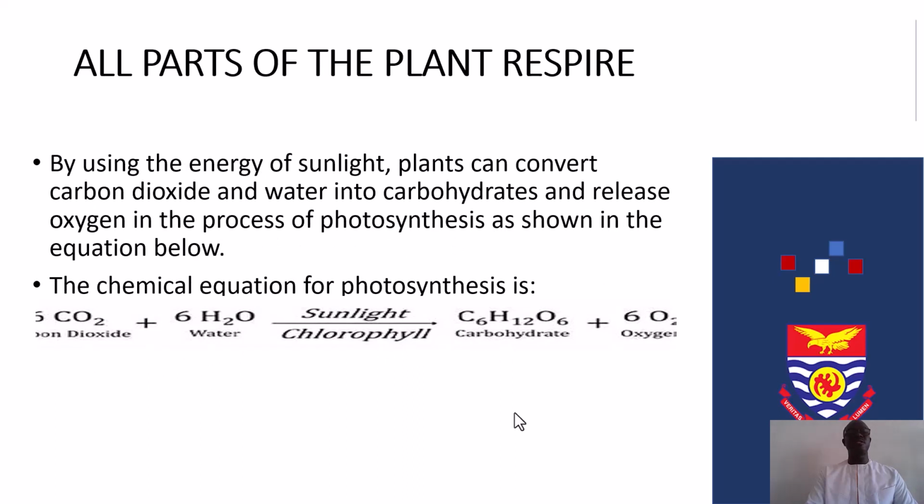By using the energy of sunlight, plants can convert carbon dioxide and water into carbohydrates and release oxygen in the process of photosynthesis, as shown in the equation below. 6 molecules of carbon dioxide plus 6 molecules of water in the presence of sunlight and chlorophyll will give us carbohydrates and oxygen, which is given off to the atmosphere.